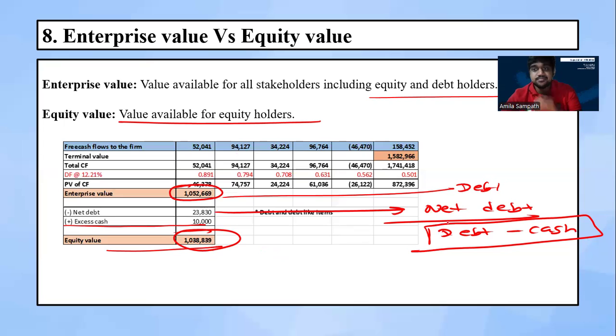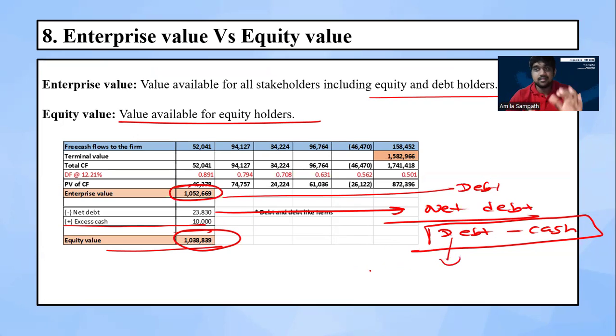Then here we need to adjust net debt. That means we need to deduct net debt and add excess cash. Then how can we calculate net debt? Debt minus cash. Then what are the items that we need to identify as debt and debt-like items?